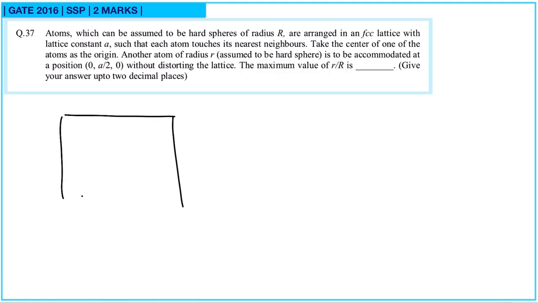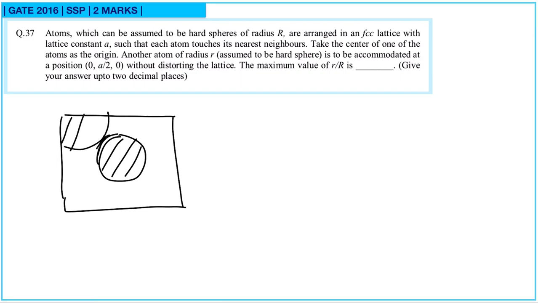Now consider an FCC structure, and at the center of it there will be one atom, and on the corners as well there will be atoms, and they will be touching each other. So at 4 corners we'll have 4 atoms.